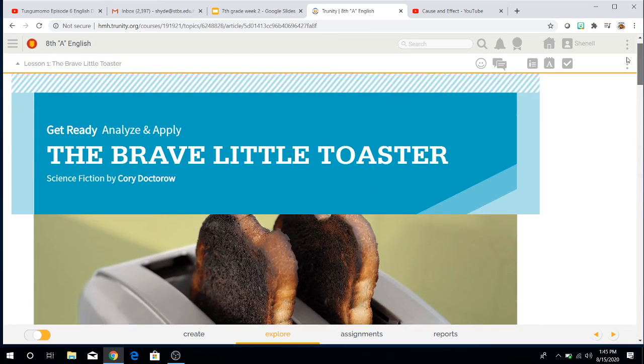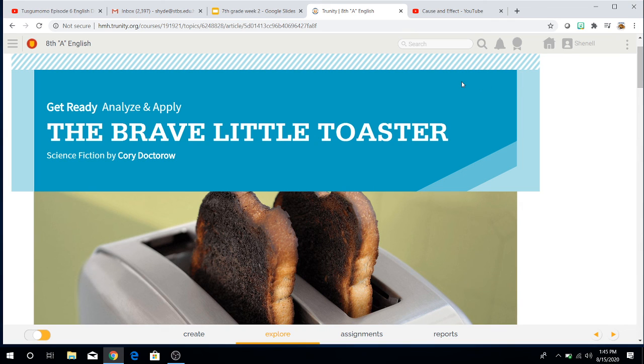Okay, guys, so start reading that story, The Brave Little Toaster. I recommend it. It's a classic. There's also a movie out.